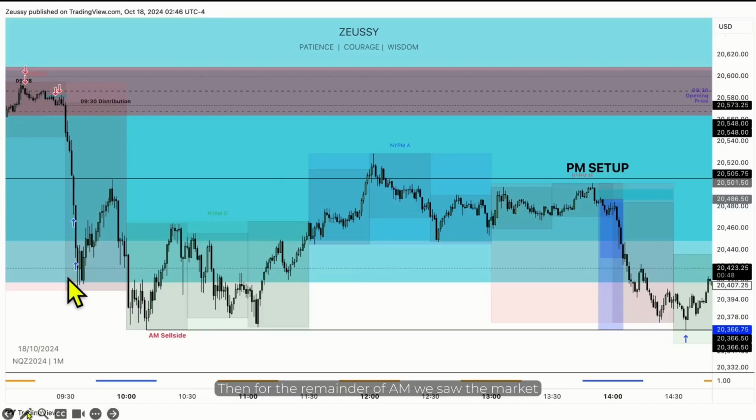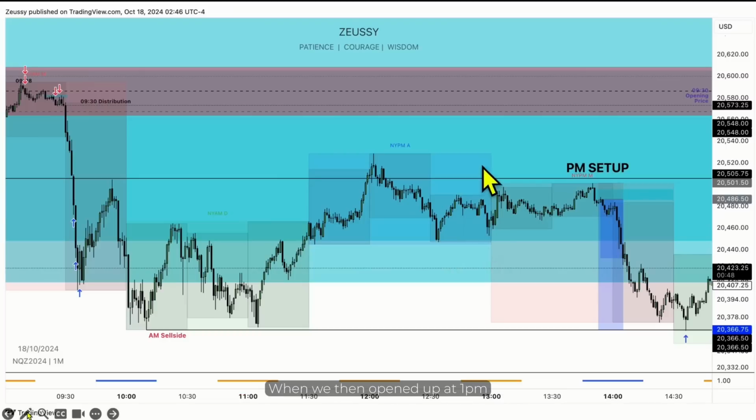Then for the remainder of AM, we saw the market consolidate as anticipated, because between 9:30 to 10, we already saw a big distribution phase taking place. We then saw the market basically chop around for a long while, and during lunch, we ran up higher, trading into this sequence of CBs right here, and we took out the buy side liquidity resting above this high. We then saw the market form a high during lunch here. We then saw it begin to gravitate towards the downside.